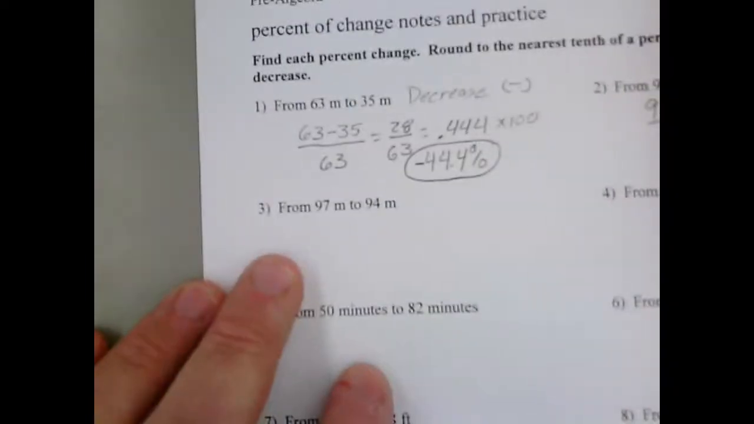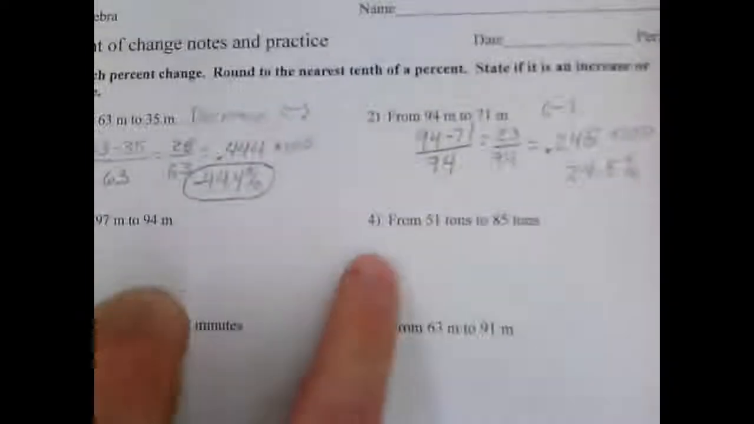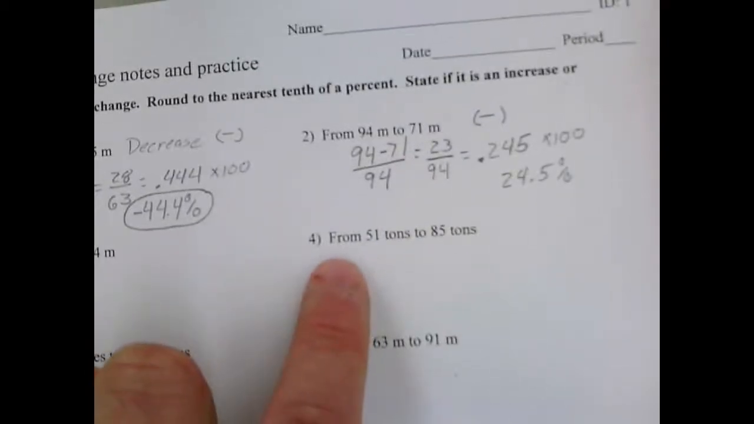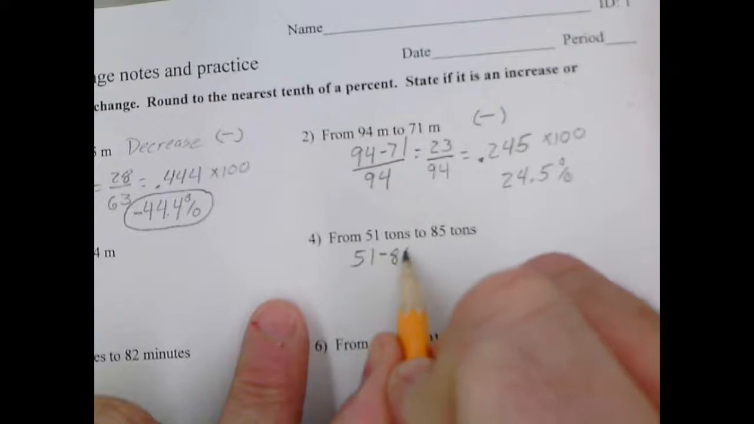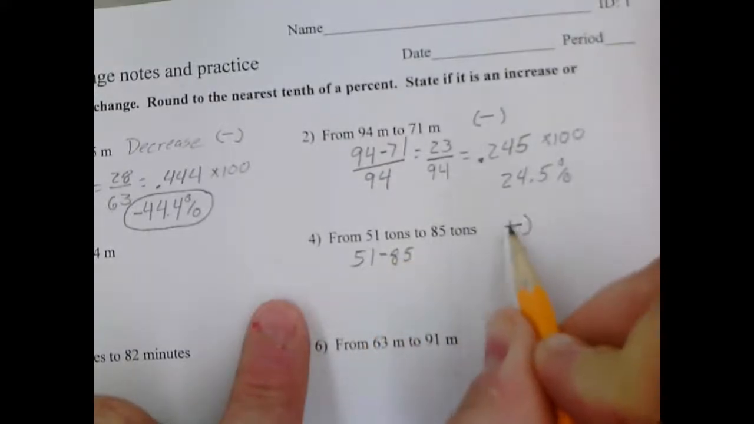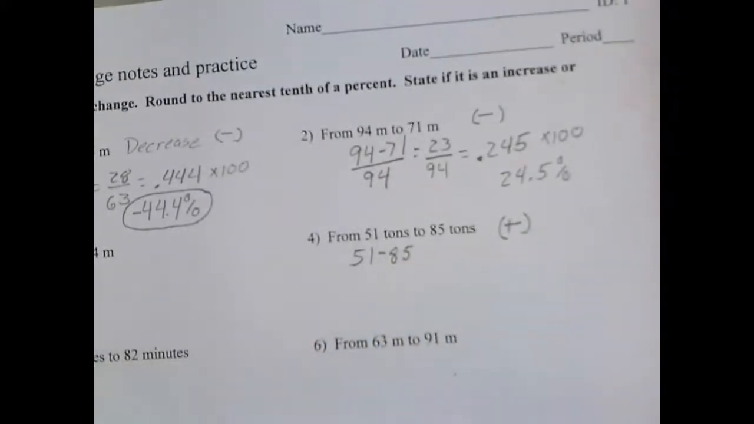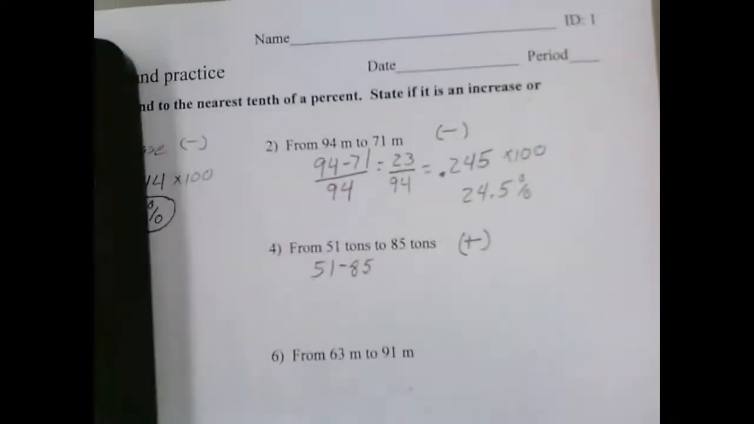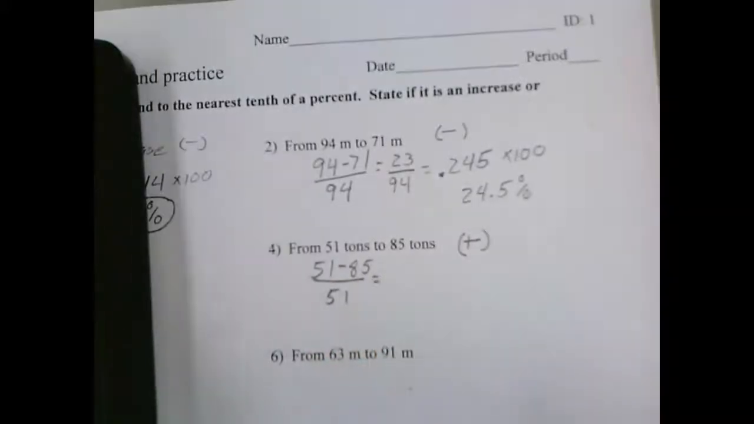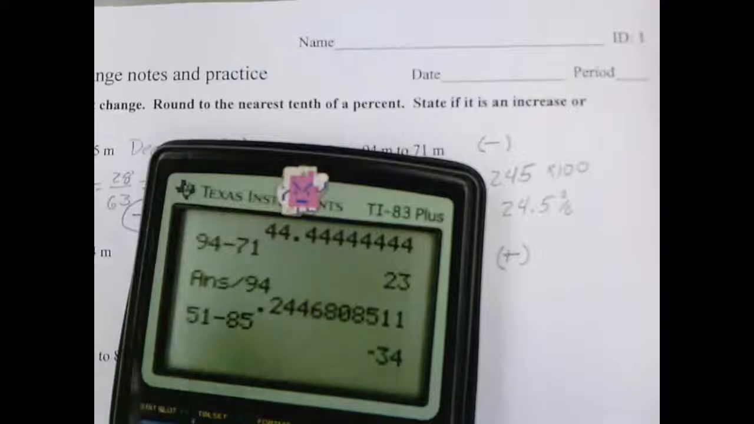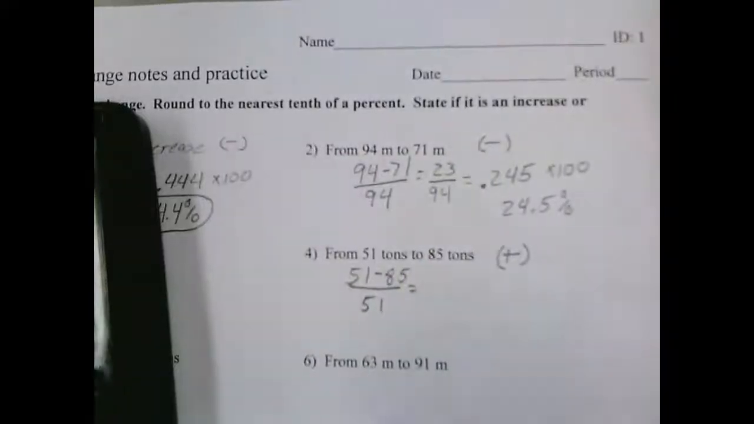Okay, let's take a look at a couple increases. Well, that one's going to be a decrease. Let's do number 4, 51 tons to 85 tons. So we went from 51 to 85, so we've increased from our original value, so our answer is going to be positive at the end. So 51 minus 85 is going to be 34, so we want that over the original amount. Ignore that it's negative. My answer came out negative. I don't care. I'm going to make it positive at the end anyway.